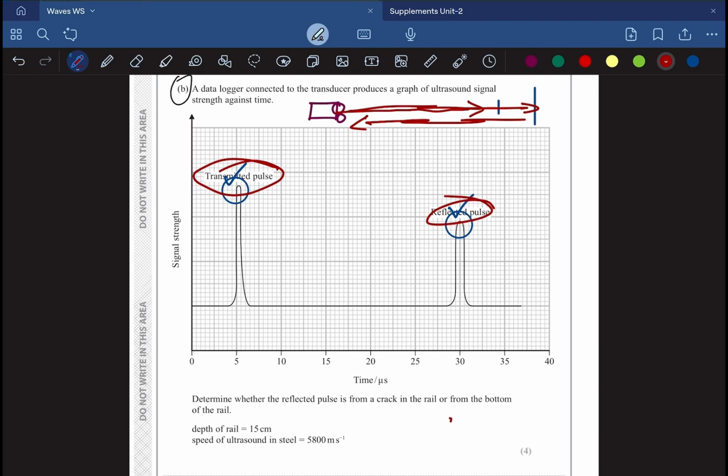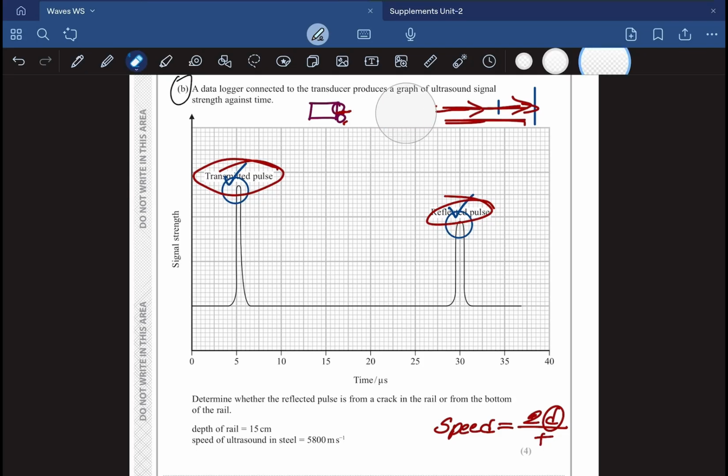So in this type of maths, we write the formula speed equals 2d divided by time taken, because the distance has been covered twice. Once it has gone and then it has been reflected. This is the main concept of this part.